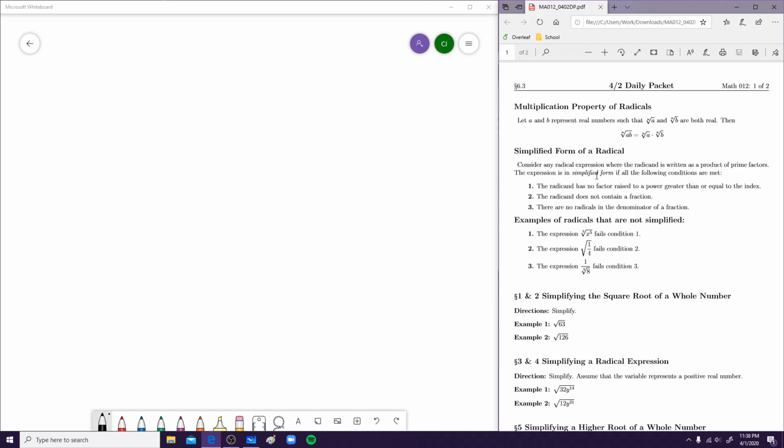Also, what I want to talk about is the simplified form of a radical. Consider any radical expression where the radicand is written as a product of prime factors. The expression is in simplified form if all the following conditions are met. The first condition is the radicand has no factor raised to a power greater than or equal to the index. Before I continue on to number 2, what is the radicand and what is the index? For example, in the nth root of A, A is the radicand and n is called the index.